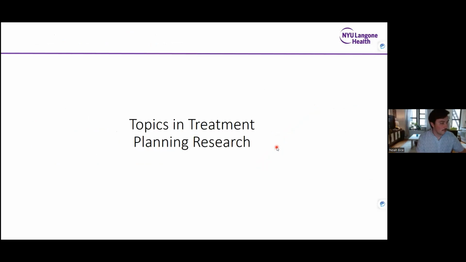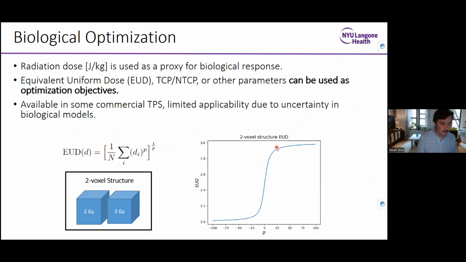I don't have a bunch of time left, so I'm just going to breeze through these topics in treatment planning research. I'm not an expert on all of them, but I think they're all good to be aware of. The first is biological optimization. When we create radiation treatment plans, we're using radiation dose as a proxy for biological response. What we're really after is, can we effectively treat this tumor and not cause any complications? These are the relevant values: the tumor control probability and normal tissue complication probability.